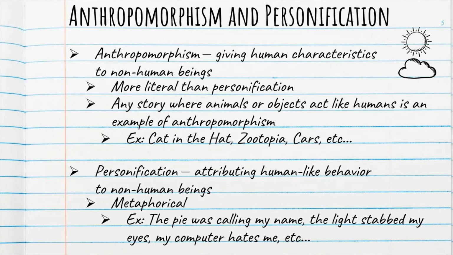So here are some examples. The pie was calling my name. All right. That's an expression that we would say. This, whatever it is, usually food, is calling my name. All right. Obviously, it's not literally calling their name. Pie can't talk. But that is an expression that means that I want that pie. All right. So the pie was calling my name.